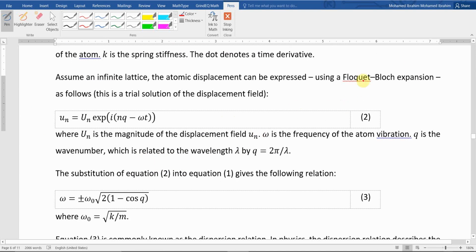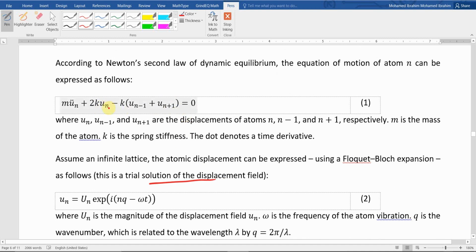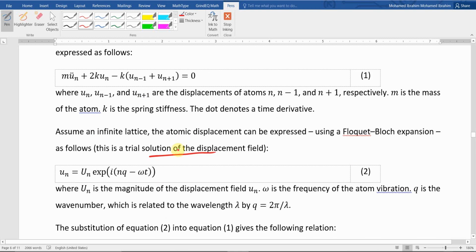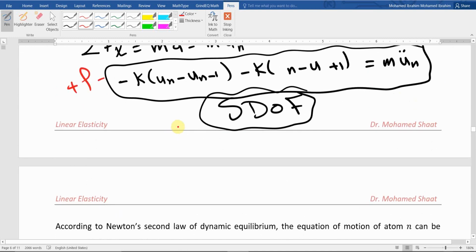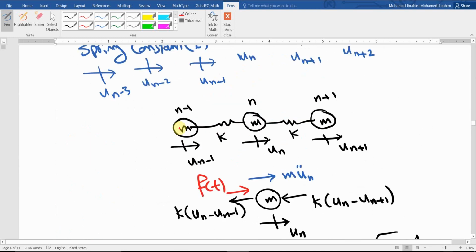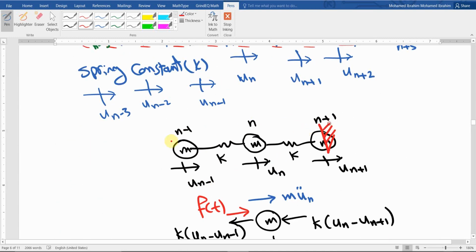So generally, based on the Fourier-Bloch expansion method, this is a trial solution of the displacement field, which is u_n, or even u_{n-1} or u_{n+1}. Basically, in lattice mechanics, we are assuming this trial function, this expansion. But we used to assume a similar one in the vibration class, in case this atom is fixed here and this atom is fixed. So you're going to end up with a single degree of freedom.